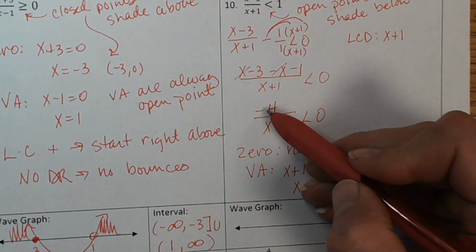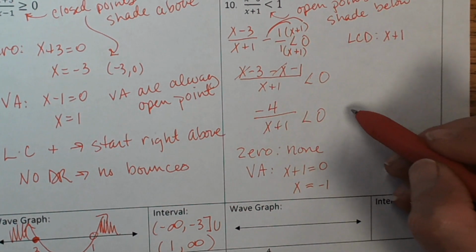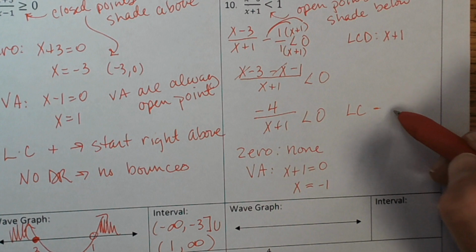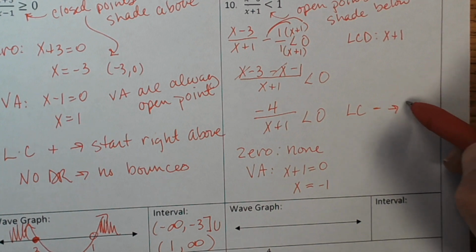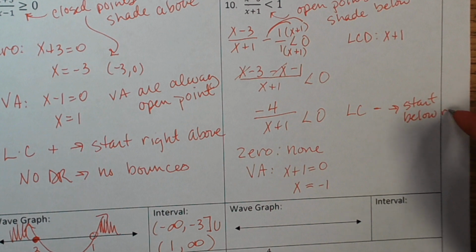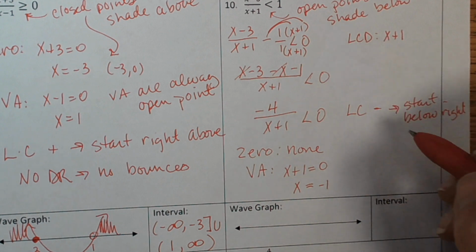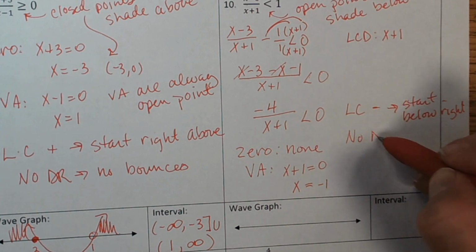Now we look and we say, hang on a minute, this one has a leading coefficient that's negative. So that means we're going to start below on the right. And then again, there are no double roots, so no bouncing.